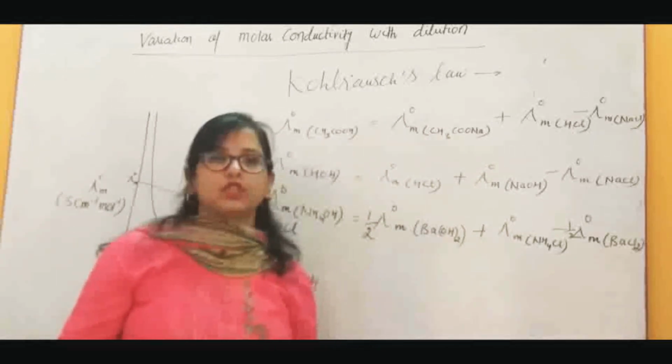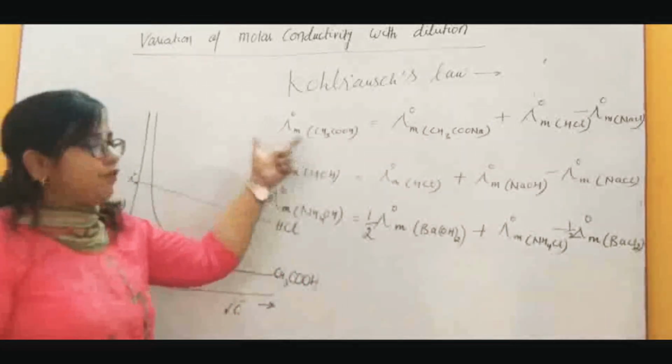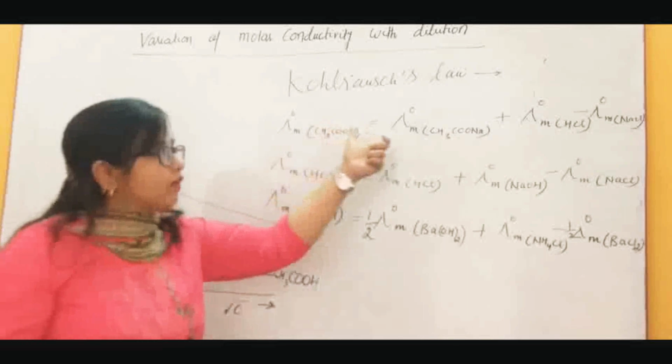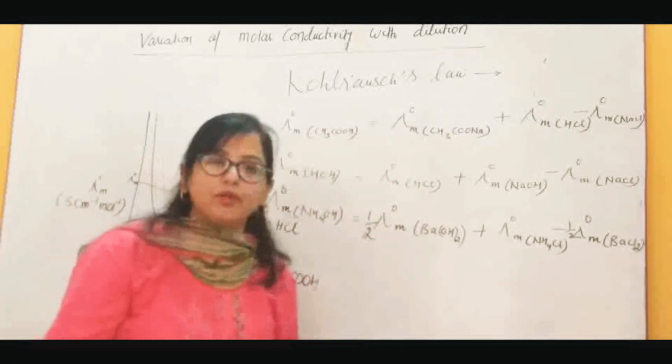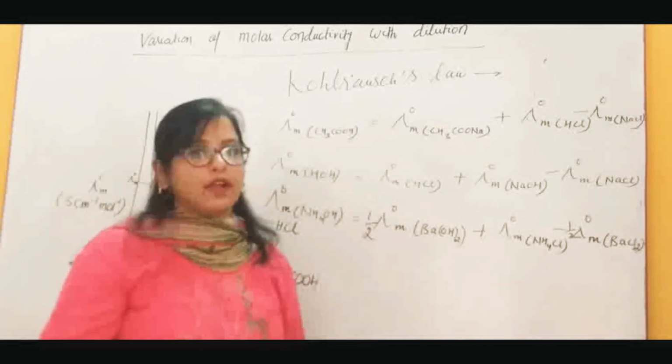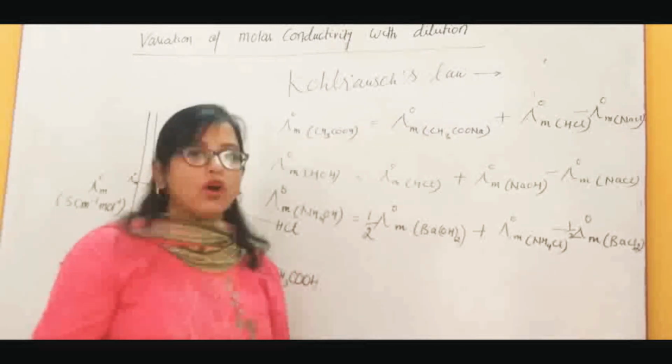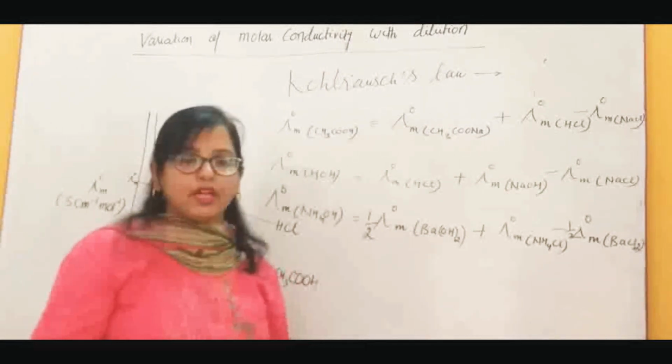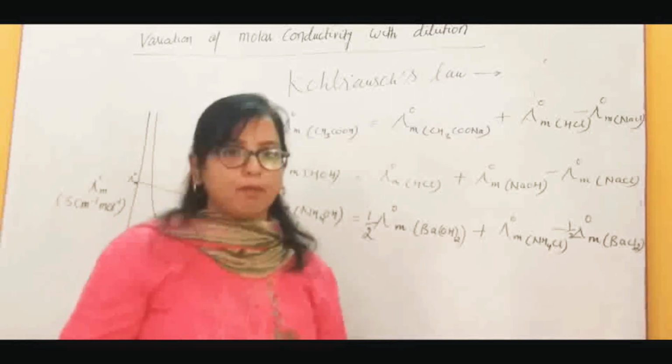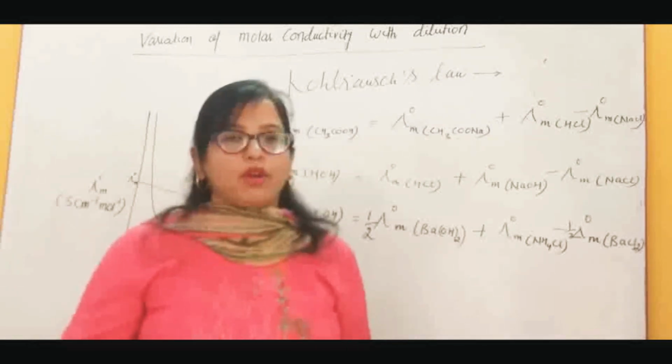So what is Kohlrausch's law? That the limiting molar conductivity for any electrolyte is equal to the sum of the limiting molar conductivities of cation and anion. Okay, and if you are presented with a different number of ions, then you can multiply the number of ions by the suitable molar conductivities.